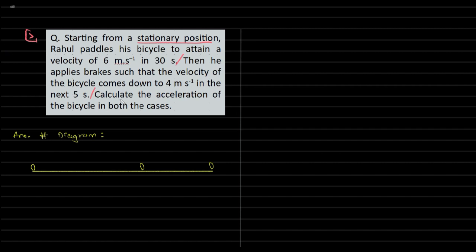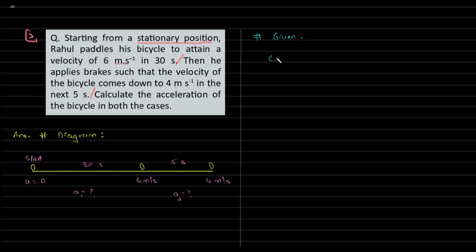So he starts from stationary. If this is the start point, starting from stationary means u is equal to 0. And he pedals till he attains 6 meters per second for 30 seconds. And he decelerates for the next 5 seconds to attain a velocity of 4 meters per second. So we have to find the acceleration in both of these cases, A1 and A2. Right, so we have it given in two parts.